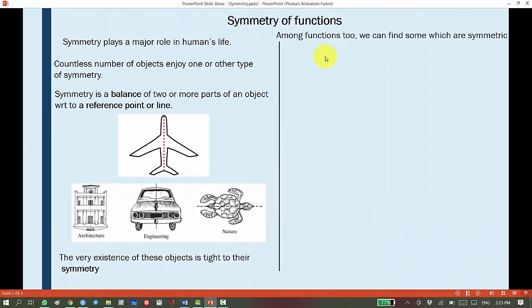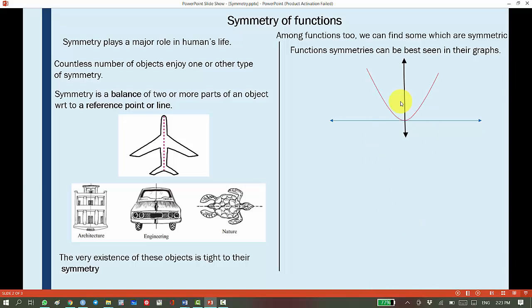Among functions too, we can find some which are symmetric. The symmetry of functions can be best appreciated by looking at their graphs. For example, consider the graph of y equals x squared. If we take the y-axis as a symmetry line, the left side and the right side of the graph are symmetric. We refer to this line as the symmetry line.